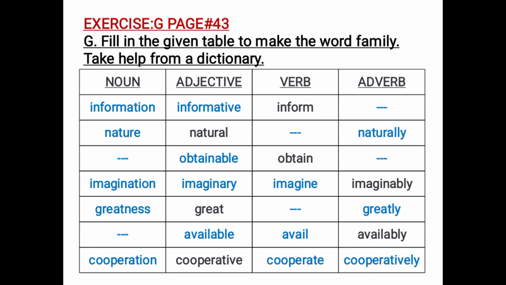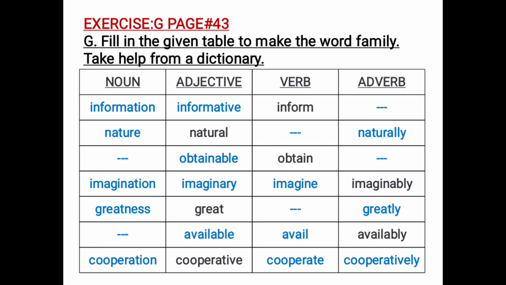Now, in exercise G, page number 43, fill in the given table to make the word family. Take help from the dictionary. So, you can take help from the dictionary to see the other members of a word. For example, in the first row, you can see the word written in black. It was already mentioned in the book, whereas the rest of the 3 members were missing in its family.